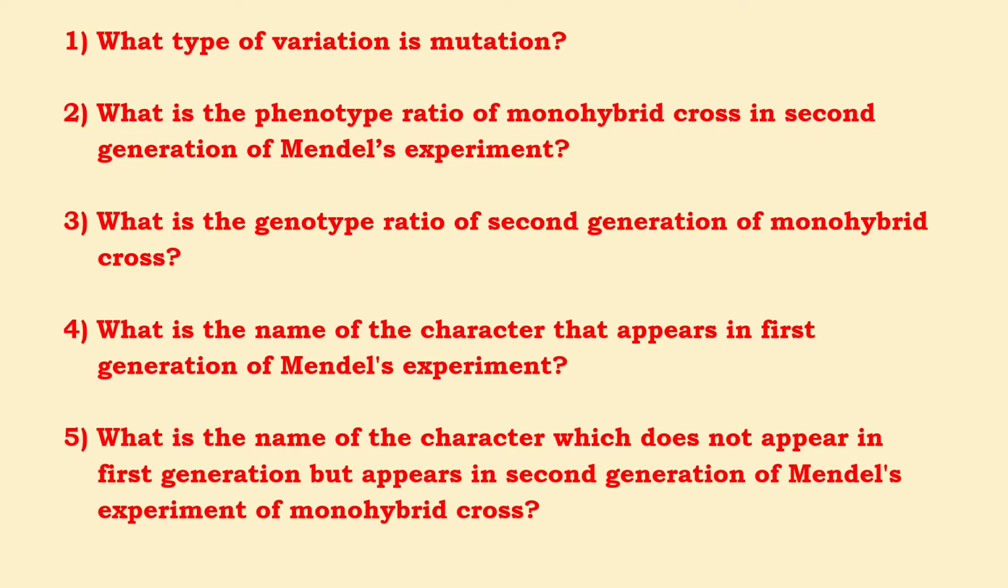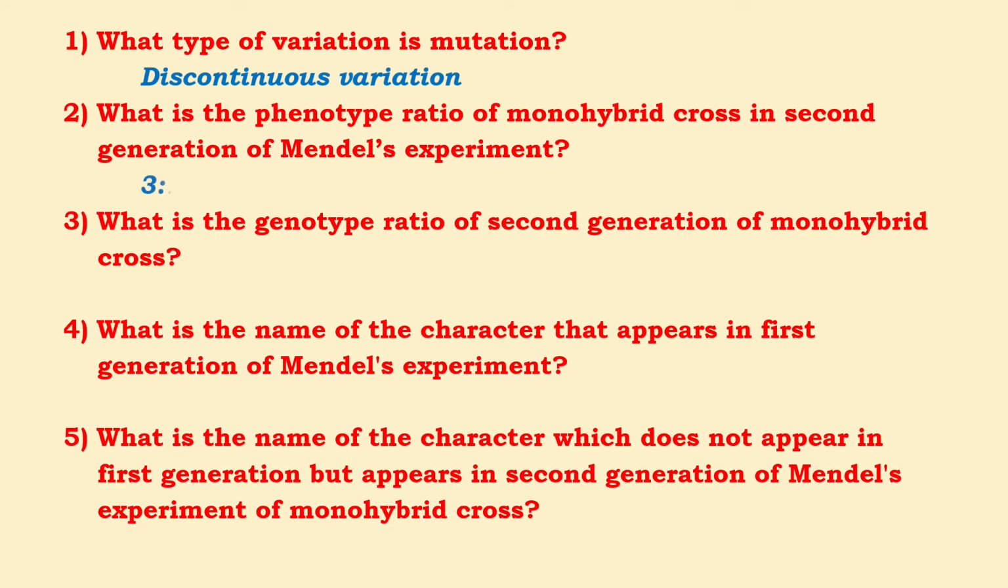There are two types of variation. One is continuous, another is discontinuous. Mutation is discontinuous variation. What is the phenotype ratio of monohybrid cross in the second generation of Mendel's experiment? Monohybrid cross means the cross in which only one character is considered. In the second generation, what is the phenotype ratio?